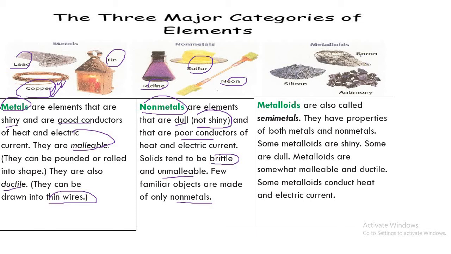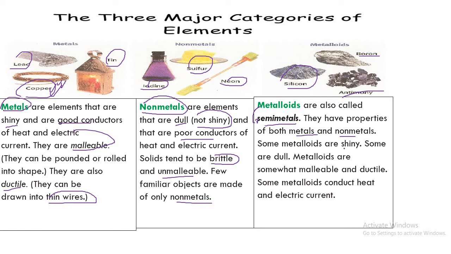Metalloids, like boron, antimony, and silicon, are also called semi-metals. They have properties of both metals and non-metals.